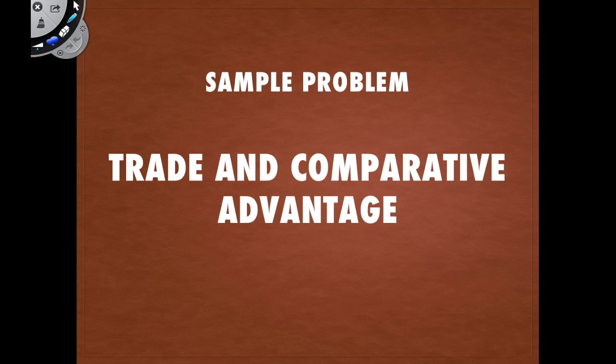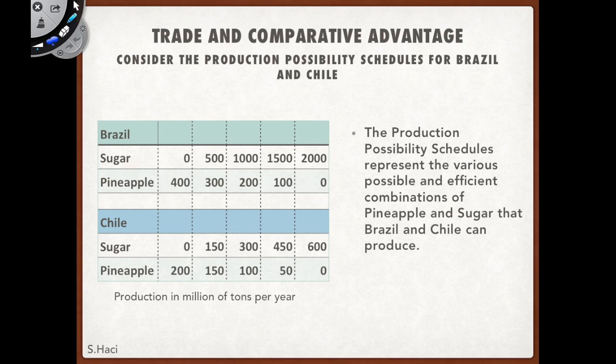Hey there, we're going to work on a sample problem for trade and comparative advantage. The type of problem you'll be most likely to encounter uses the production possibility schedule. So here you have different combinations of sugar and pineapple that two countries, in this case Brazil and Chile, can produce. So you can see, for instance, Brazil could produce 500 million tons of sugar and 300 million tons of pineapple, or this combination, 1,500 million tons of sugar and 100 of pineapple.